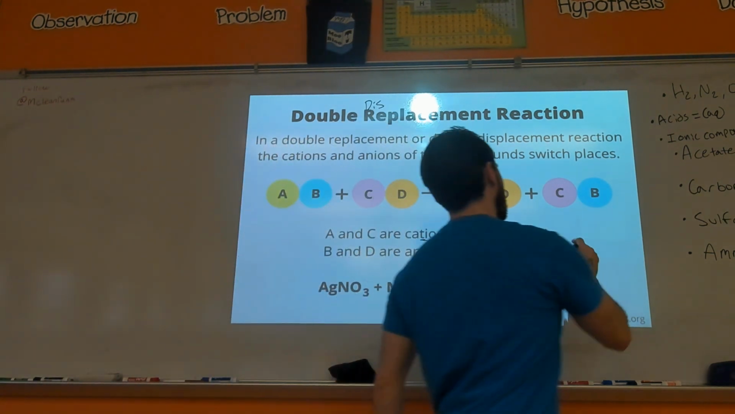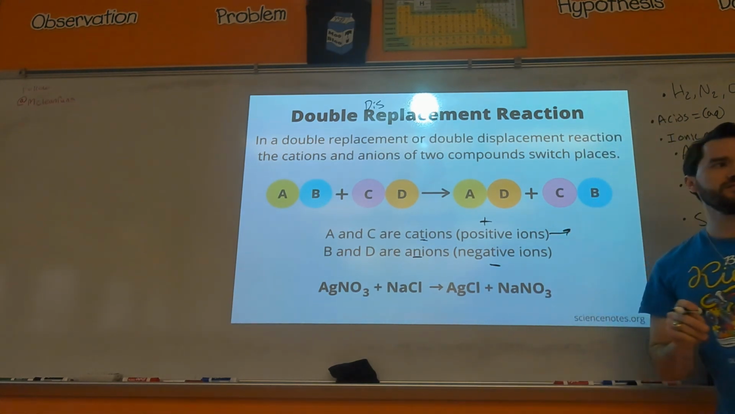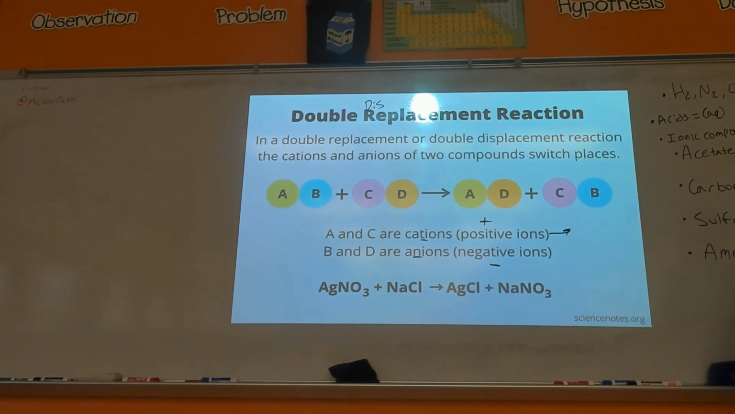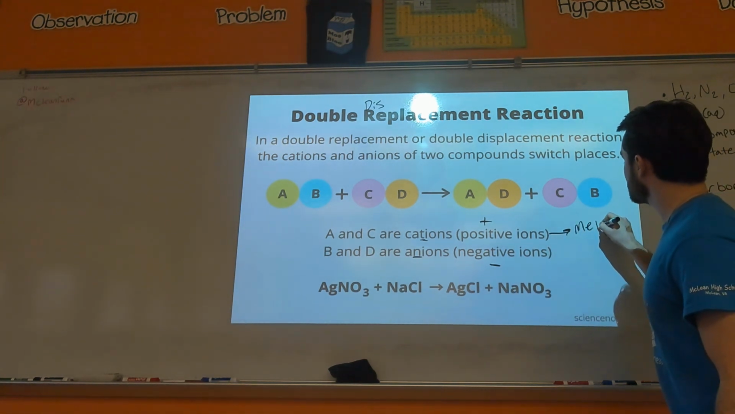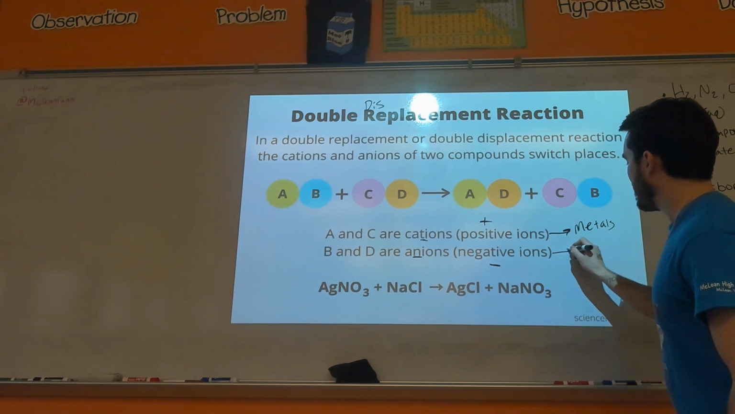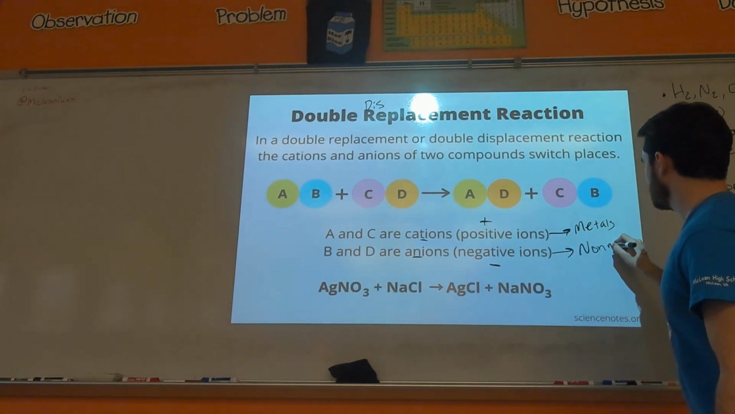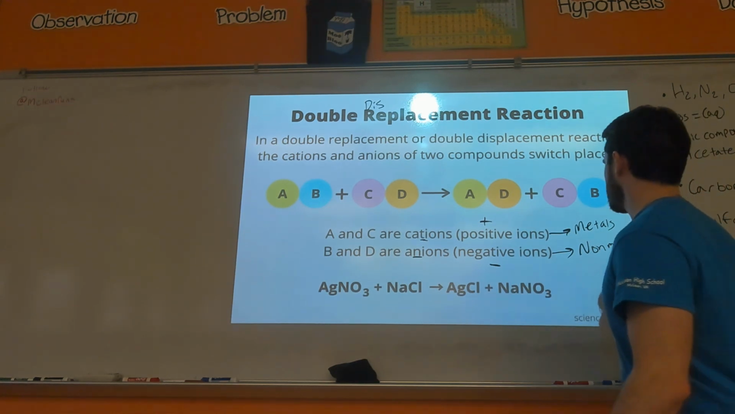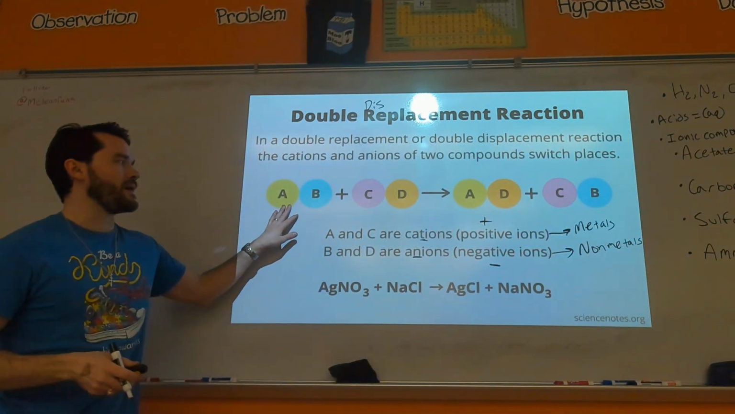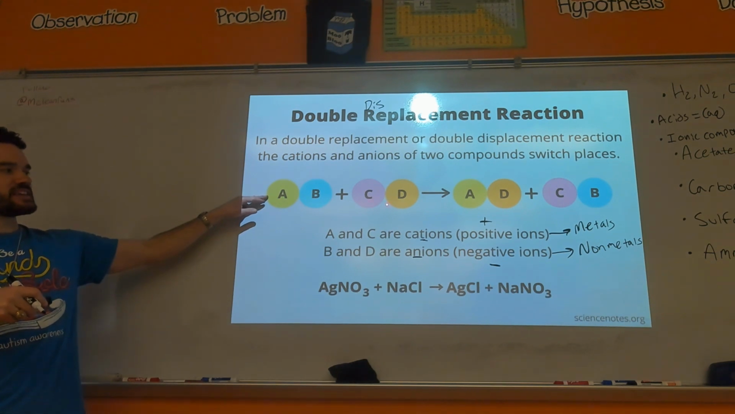What are typically our cations? Remember? The cations are typically our metals, and the anions are typically your nonmetals. Okay, so looking at the format, it'd be AB plus CD gives you AD plus CB.